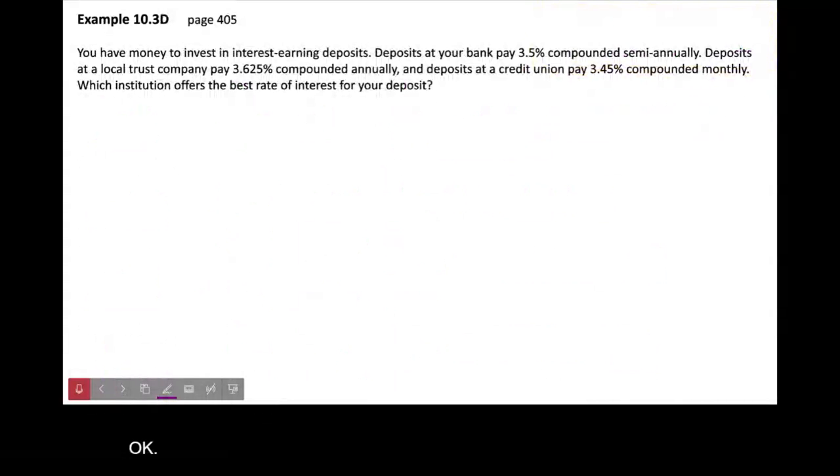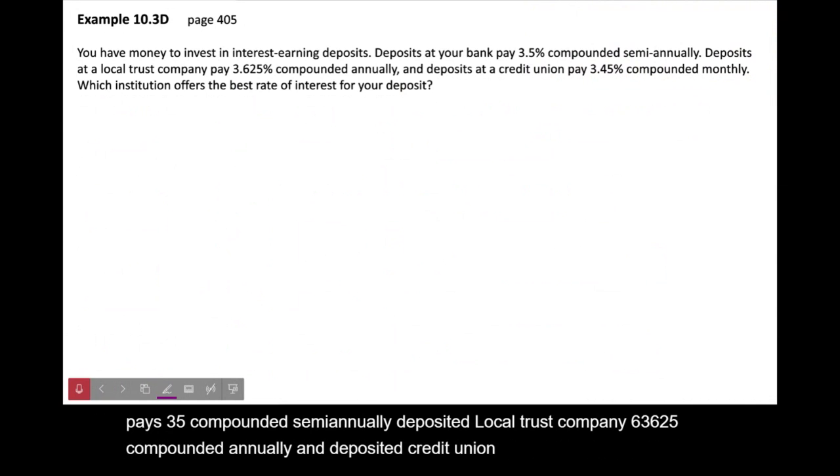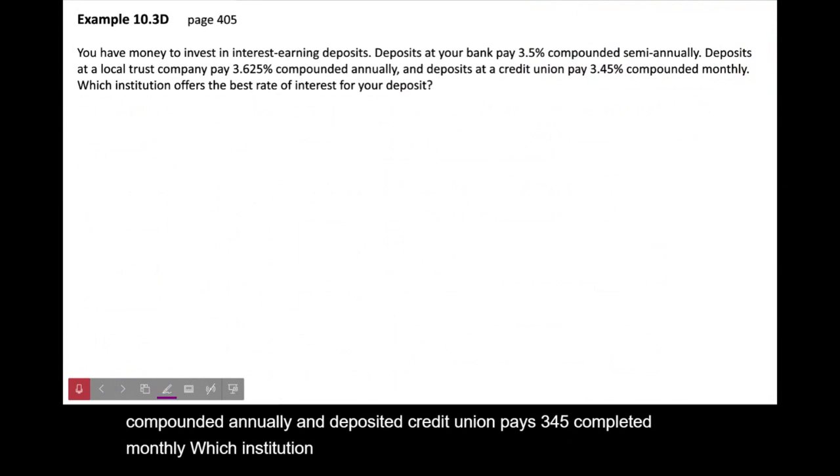You have money to invest in an interest earning deposit. The deposit at your bank pays 3.5% compounded semi-annually. The deposit at the local trust company pays 3.625% compounded annually. And the deposit at the credit union pays 3.45% compounded monthly. Which institution offers the best rate of interest for your deposit?